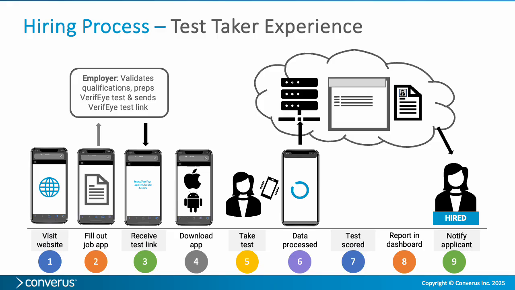For example, Step 1, the applicant visits an employer's website. Step 2, they find and complete the application. The employer's system determines if the person meets the minimum requirements, and if so, creates and sends a VerifEye test link to the applicant in Step 3. In Step 4, the applicant clicks on the test link, is prompted to download the VerifEye app, and in Step 5, they take the test. Step 6, the test data and eye images are processed and uploaded to a scoring server. In Step 7, the test is scored, a report is generated, and it's posted in the employer's dashboard in Step 8. In Step 9, the company can make decisions and take action.